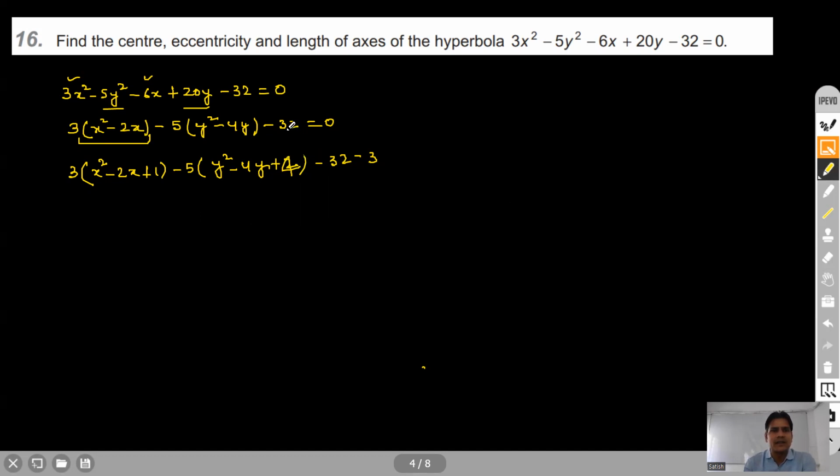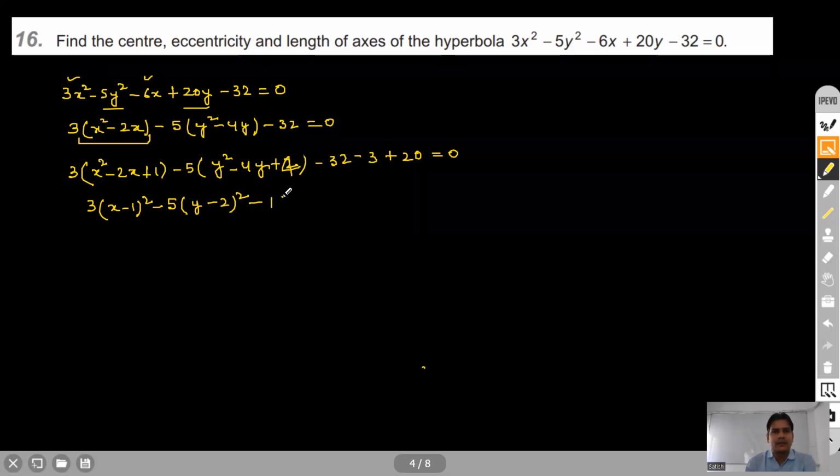So minus 32, okay. And from here what we get? Plus 3, then minus 3 here. And what I will do? Plus minus 20 means plus 20. Plus 20 equal to 0. So it will become 3 into x minus 1 squared minus 5 into y minus 2 squared. Okay, and what we will get here? Minus 35 and plus 20, that is minus 15. Minus 15 equal to 0.